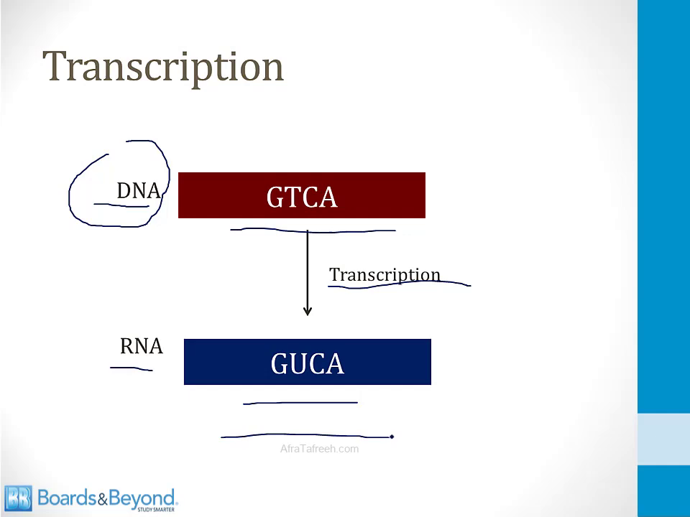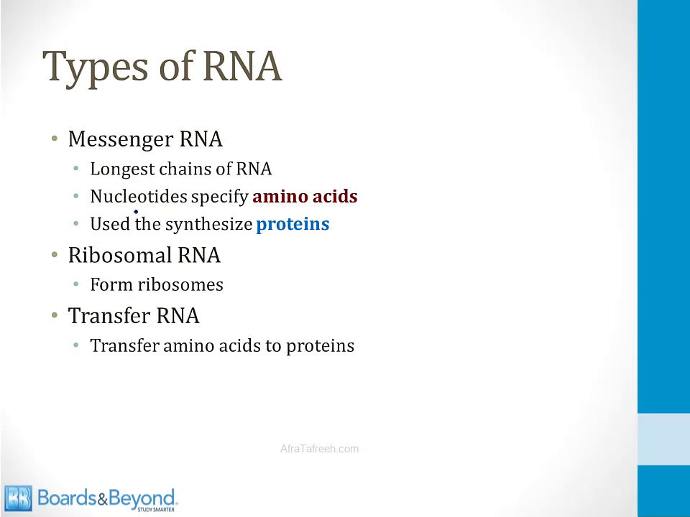So now that we understand that, let's talk about some of the many different kinds of RNA that you can find inside of cells. Messenger RNA is the RNA that codes for amino acids and proteins. These are the longest chains of RNA, and the nucleotides in a strand of messenger RNA specify amino acids that can be used to make proteins via the process of translation.